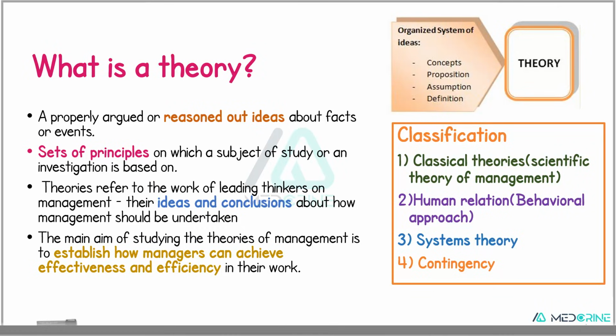The main aim of studying the theories of management is to help us establish how managers can achieve effectiveness and efficiency in their work. Management theories can be classified into four main categories: the classical management theories, also known as the scientific theory of management, the second one being human relation theory or behavioral management approach, then the systems theory and contingency theories.